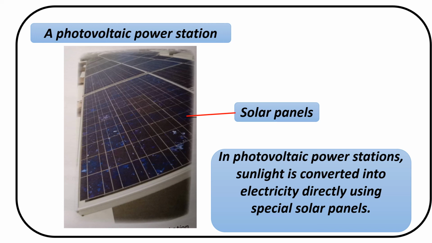In a photovoltaic power station, sunlight is converted into electricity directly by using special solar panels. It's not like in a solar thermal power station, where, as we have looked at, the sunlight is first converted into heat energy. But in a photovoltaic power station, sunlight is converted into electricity directly by using the special solar panels. Do you understand? Thank you so much, students.